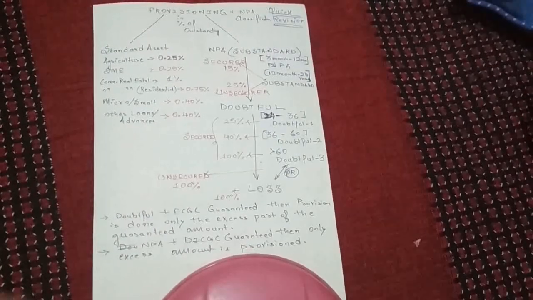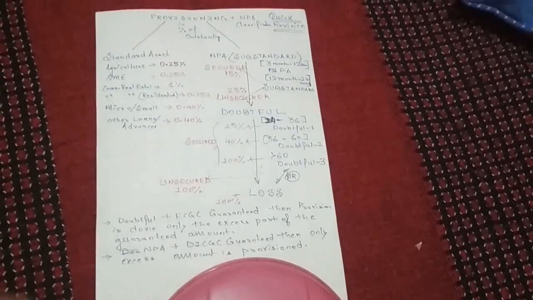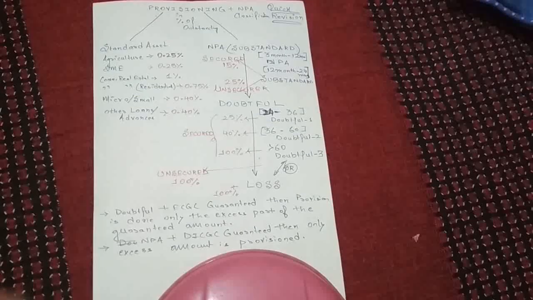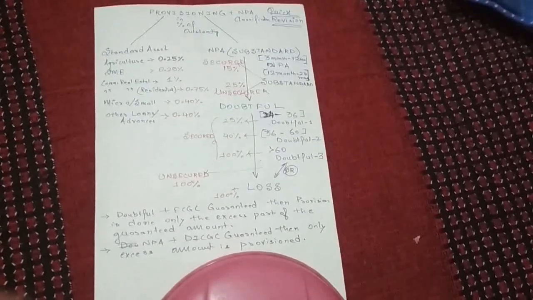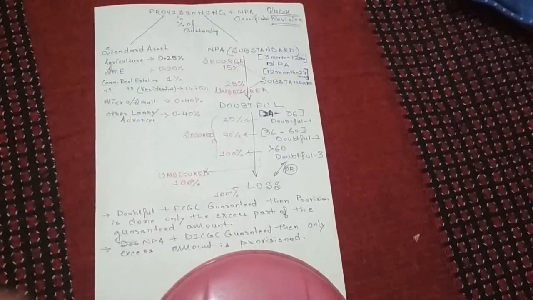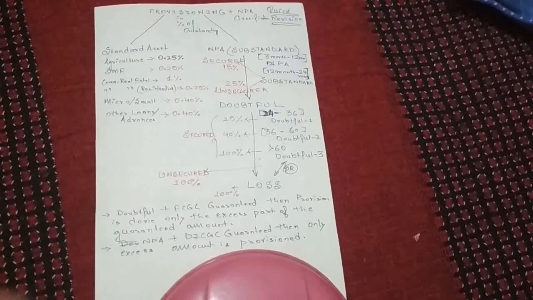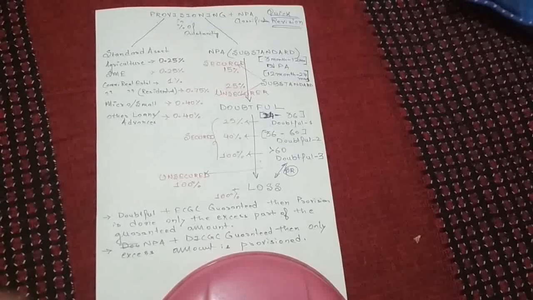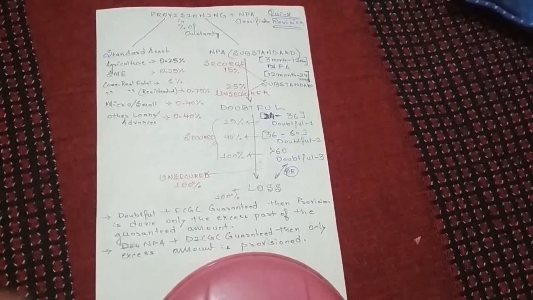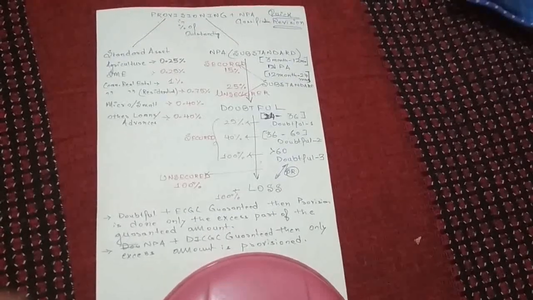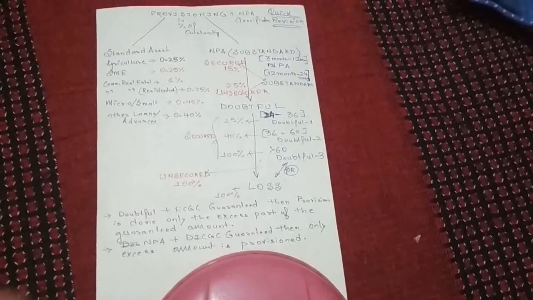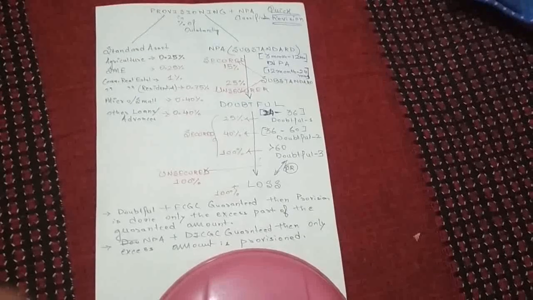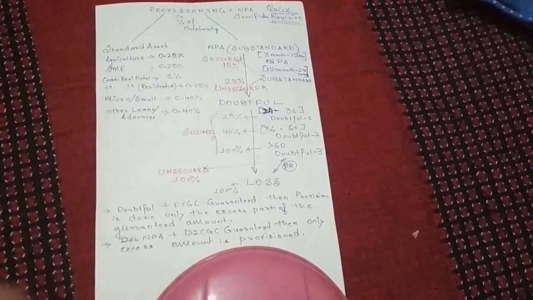Now the SMA, when the accounts become non-performing assets. From 3 months to 12 months it is a non-performing asset. After that the name changes to substandard. For another 12 months it is substandard, but after 12 months the name changes to doubtful. The name changes with time, so this should be kept in mind.